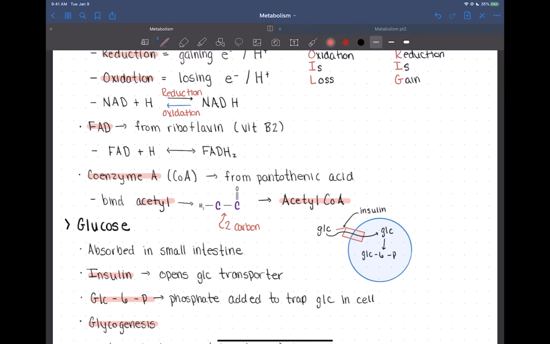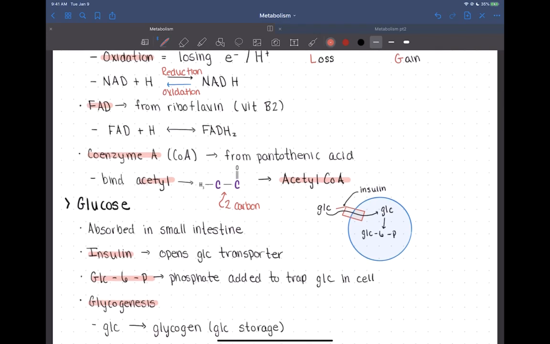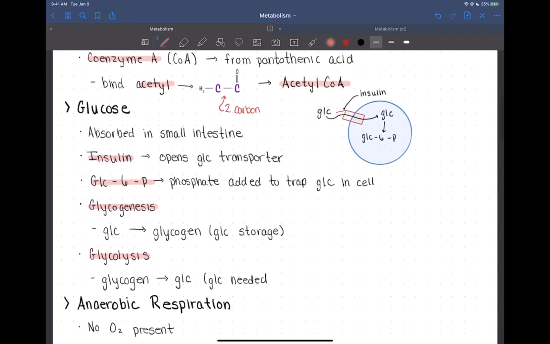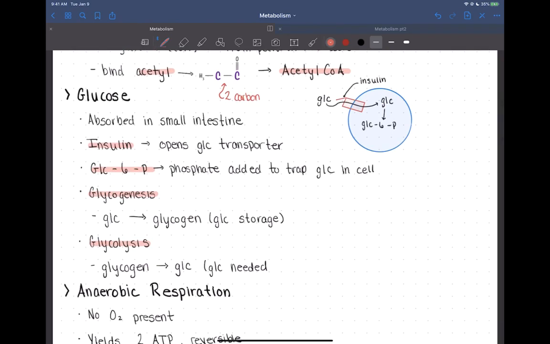Okay, so now let's talk about glucose. So this will be our last topic before we dive into the steps. So glucose, we know it's a monosaccharide. All right, the chemical formula for glucose is C6H12O6. All right, and so if we're just looking at that, it has 6 carbons.